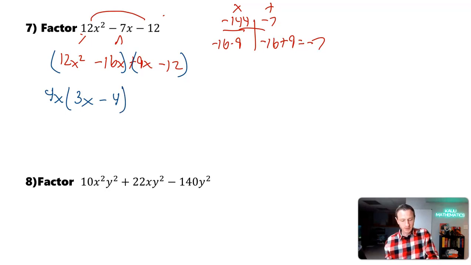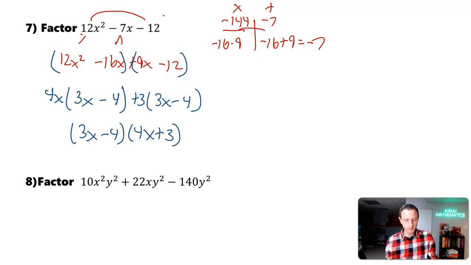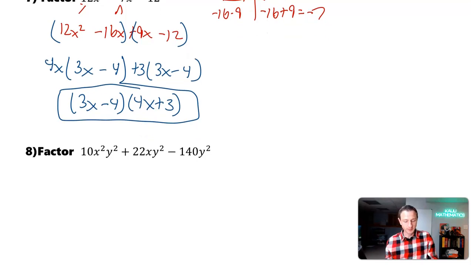Then the second set of parentheses, I'm going to take out a 3. That leaves me with 3x minus 4. And there is our answer: 3x minus 4 and 4x plus 3. So guess and check could have really taken up some time there.